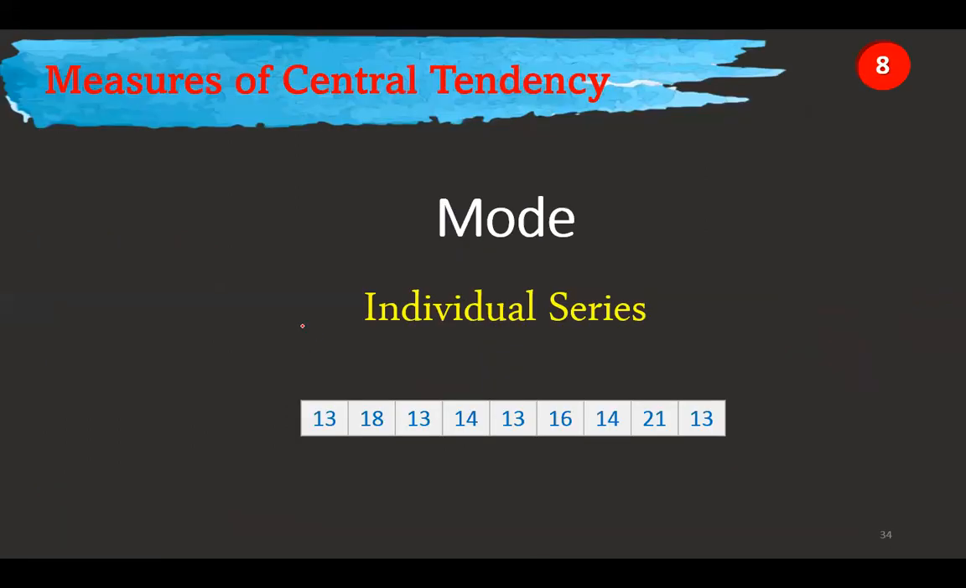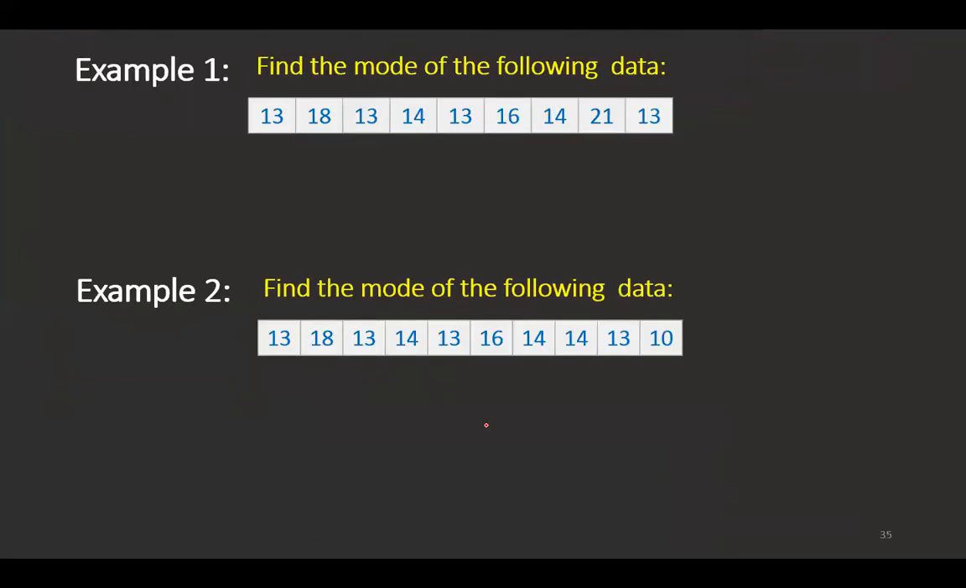Now, how to find the mode for an individual series. This is the individual series which is given; we have to see which value is repeated more times, then we will find it out. In the next screen, I will show how to do this.